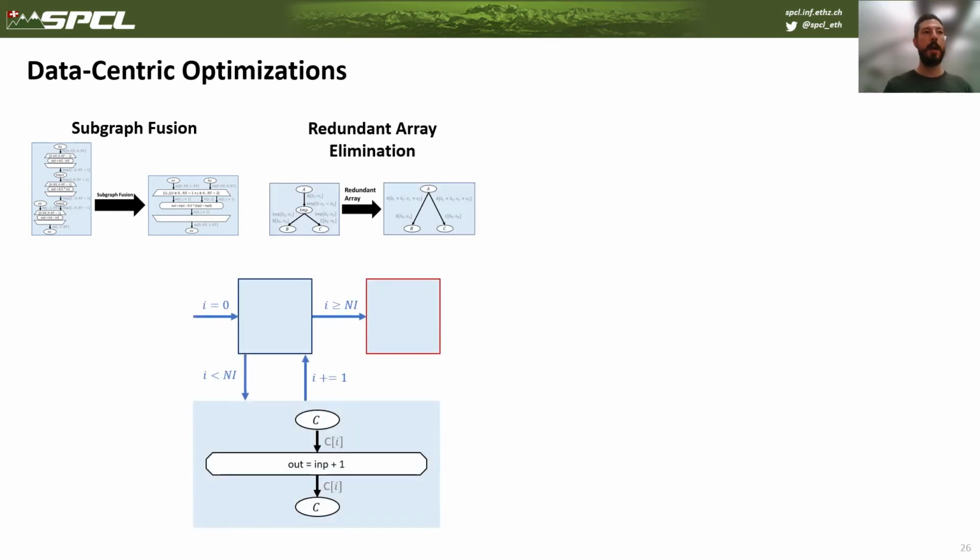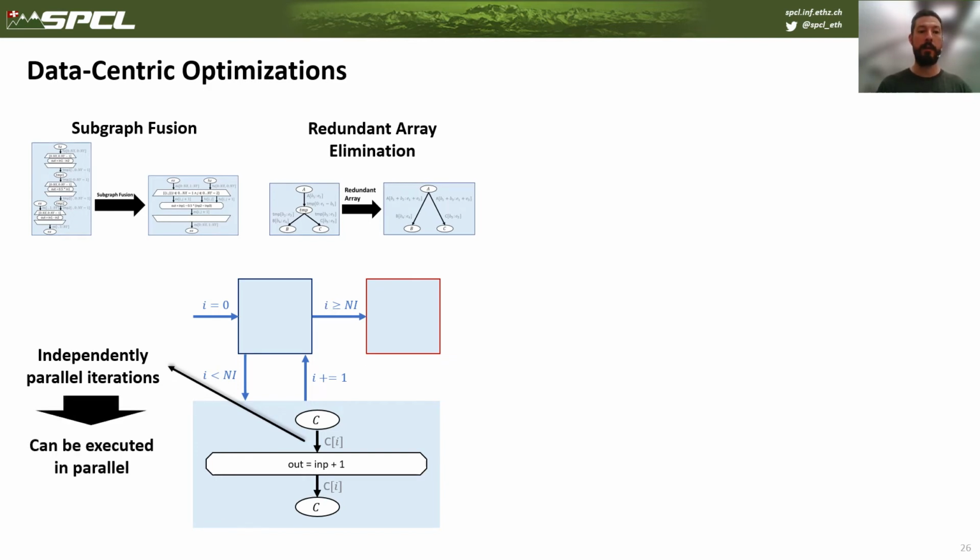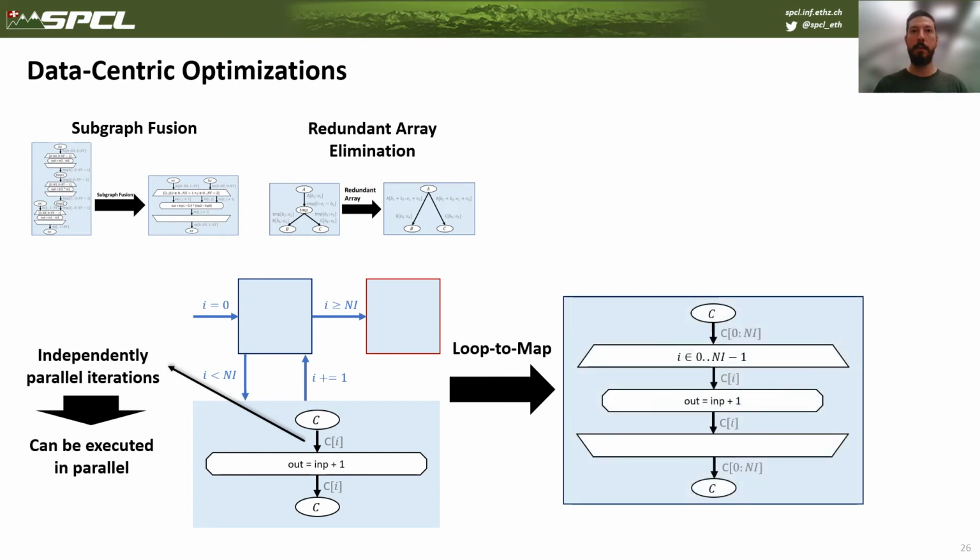Next, we have a for loop as it is represented in SDFG. If we check the memlets, we can see that in each iteration of the for loop, a unique index of the data is accessed. Therefore, the iterations are independent of each other, and can be safely executed in parallel. Now we have a transformation, we call this loop to map, and as the name says, it converts a for loop to a map, allowing multi-threaded execution.